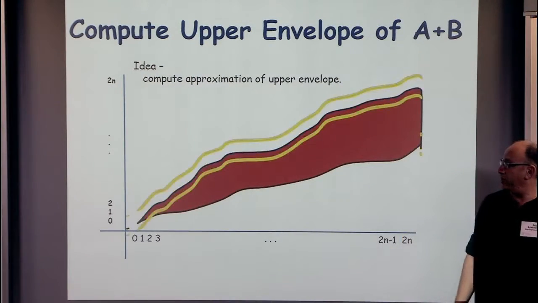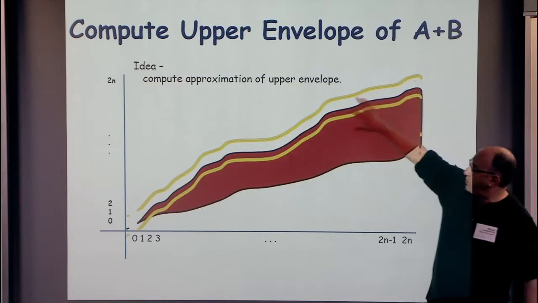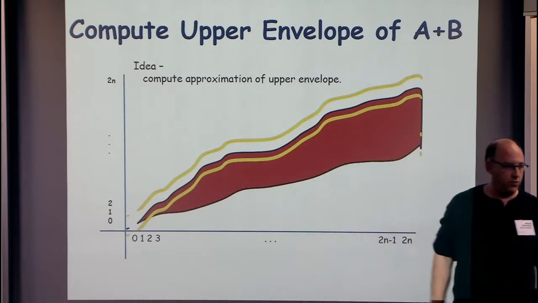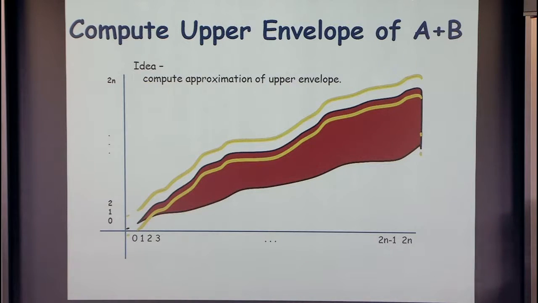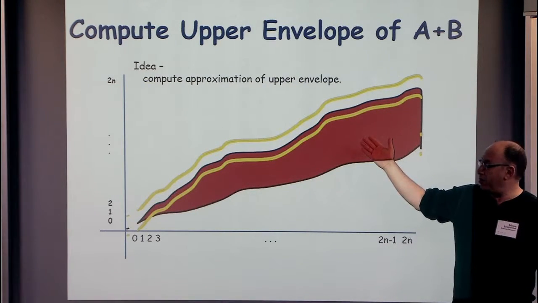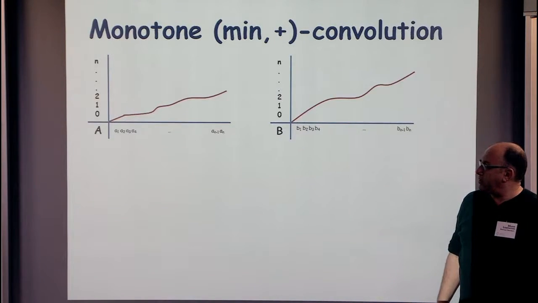Okay, so one way, of course, is to compute it directly in n squared time, but we want to do it better. So how can we do it in better than n squared time? The idea would be to approximate the upper envelope. In other words, I'm willing to compute roughly where the upper envelope is, and then check for each value whether it really belongs to the upper envelope or not. And how will we do this?